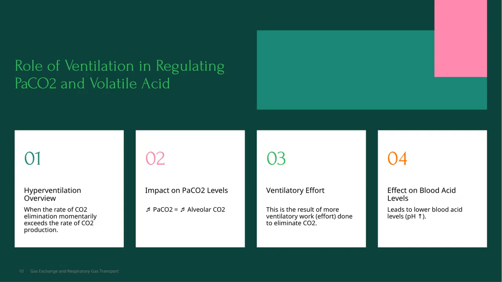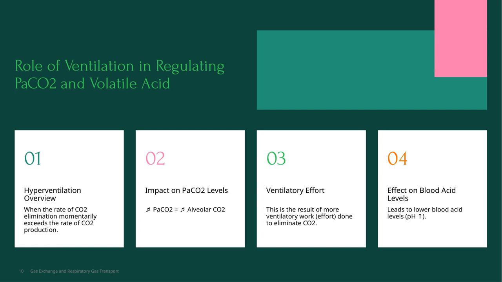Now, let's take a closer look at hyperventilation. Hyperventilation occurs when the rate of CO2 elimination by the lungs temporarily exceeds the amount of CO2 produced by the body. Essentially, you're breathing out more CO2 than your body is generating, which can happen during anxiety, stress, or even voluntary hyperventilation. This shift has a direct impact on the levels of PaCO2, or partial pressure of carbon dioxide in arterial blood. When you hyperventilate, PaCO2 levels decrease, which means there's less CO2 in the alveoli, the tiny air sacs in the lungs responsible for gas exchange.